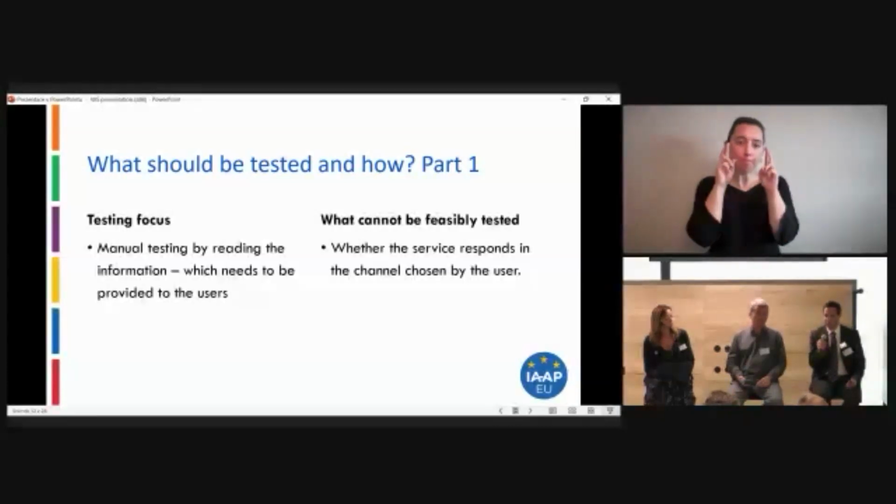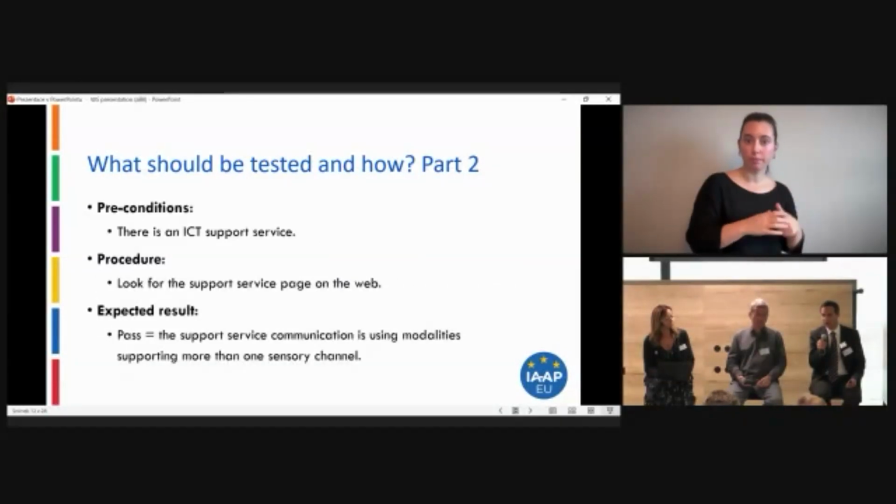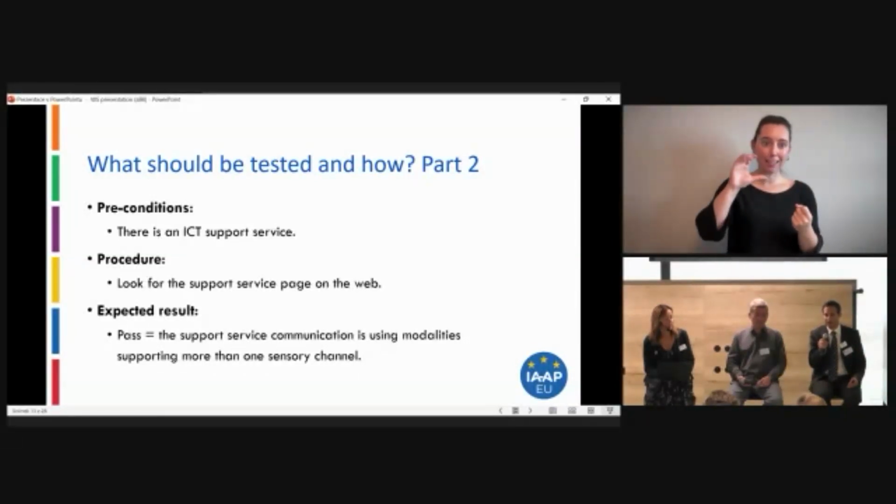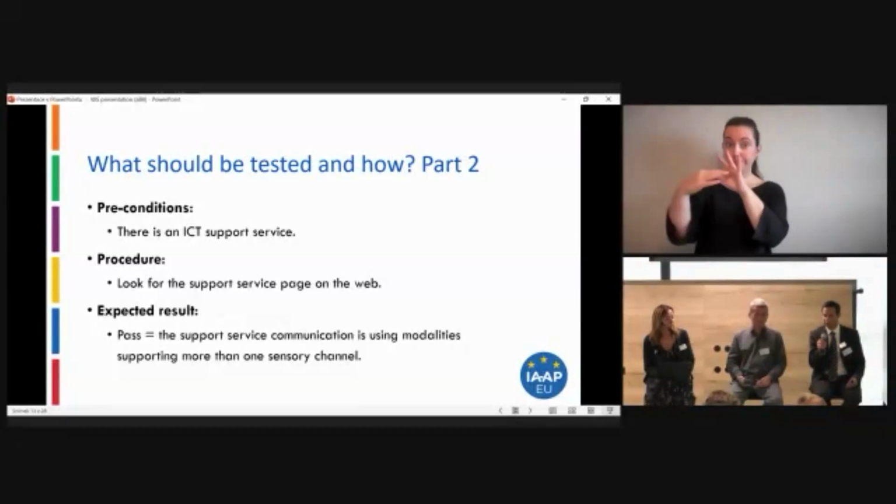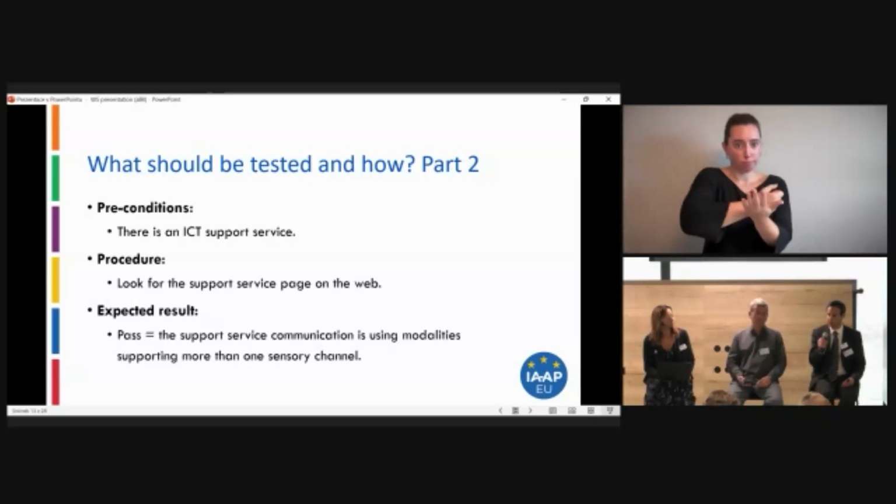And next slide, please. So the procedure is also pretty clear-cut. As a precondition, there is an ICT support service. Then the tester should look for the support service page on the web and evaluate whether the communication is effective or not. It passes the test if the support service communication is using modalities supporting more than one sensory channel. In that case, we would consider it effective.